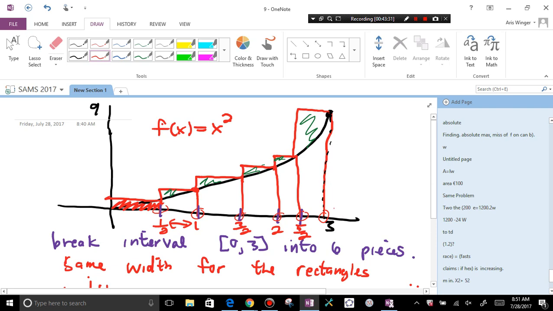When you break up the interval into pieces, I get to pick the rectangles. That means I get to pick the width and the height. For simplicity I decided the widths are all the same, but I still get to pick the height. And I chose the height at the right endpoint for all of those values. Some people call it the right endpoint method, so it's the same thing.